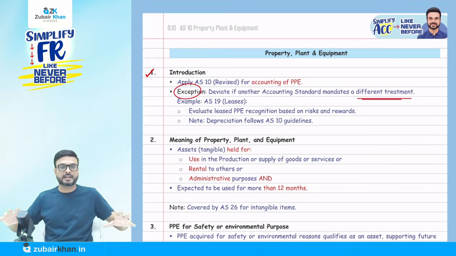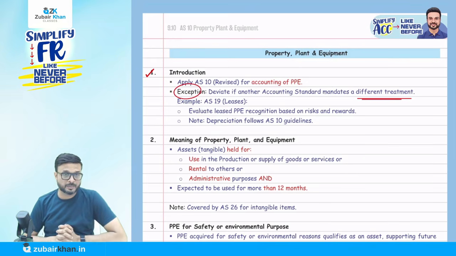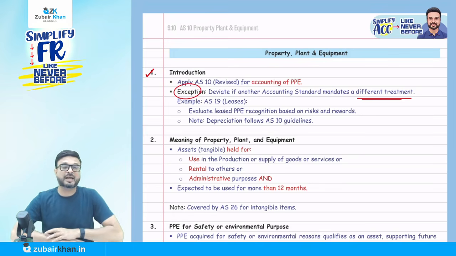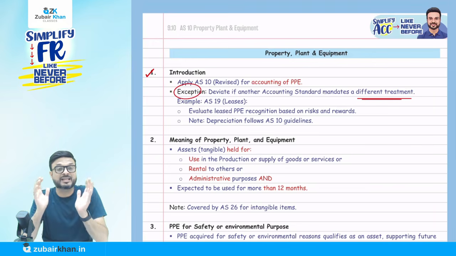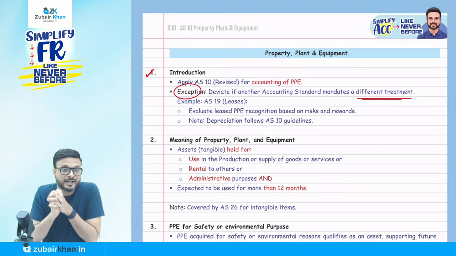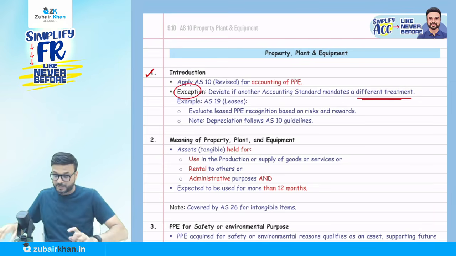So to make it simple, AS10 deals with property, plant and equipment, tangible items, and this is accounting standard 26 which deals with intangible. So here we are going to cover only tangible items. Okay, so let's start. The first question arises: what do you mean by property, plant and equipment?